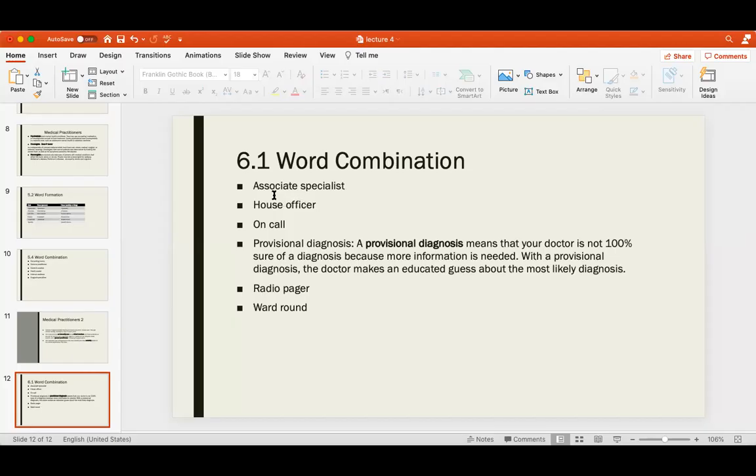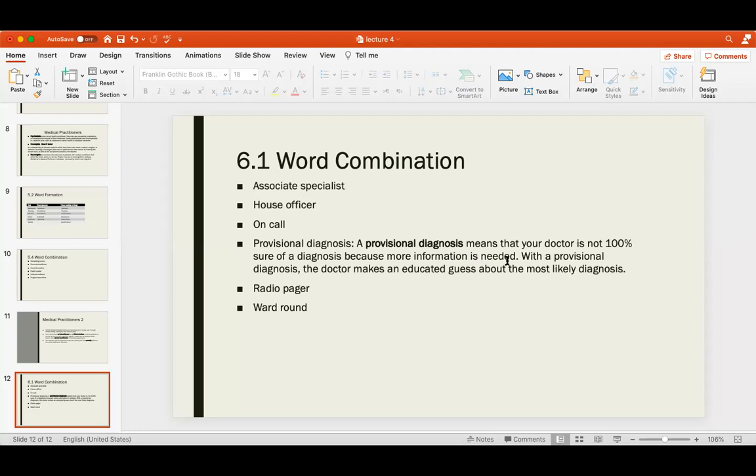We say associate specialist and house officer. On call, provisional diagnosis. A provisional diagnosis means that a doctor is not 100% sure of a diagnosis, but more information is needed.